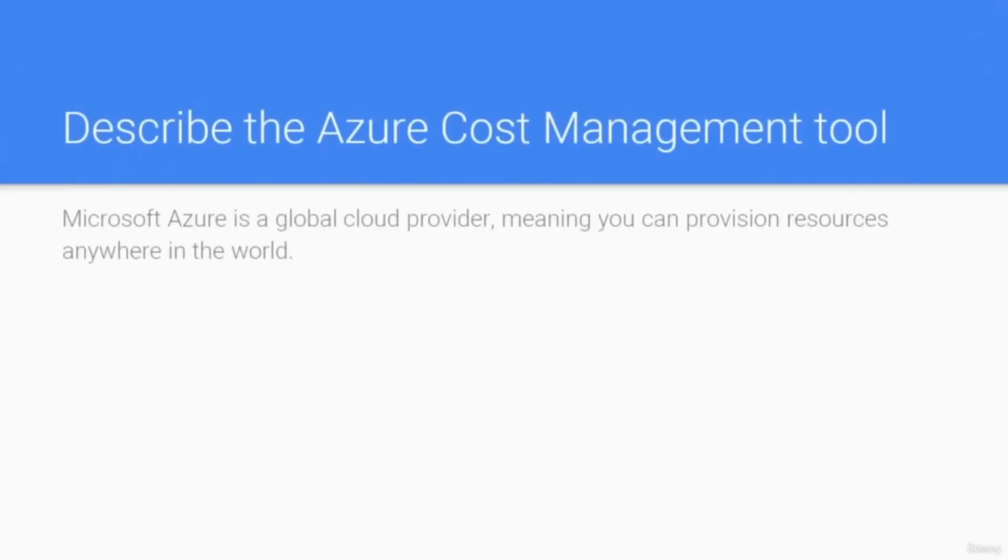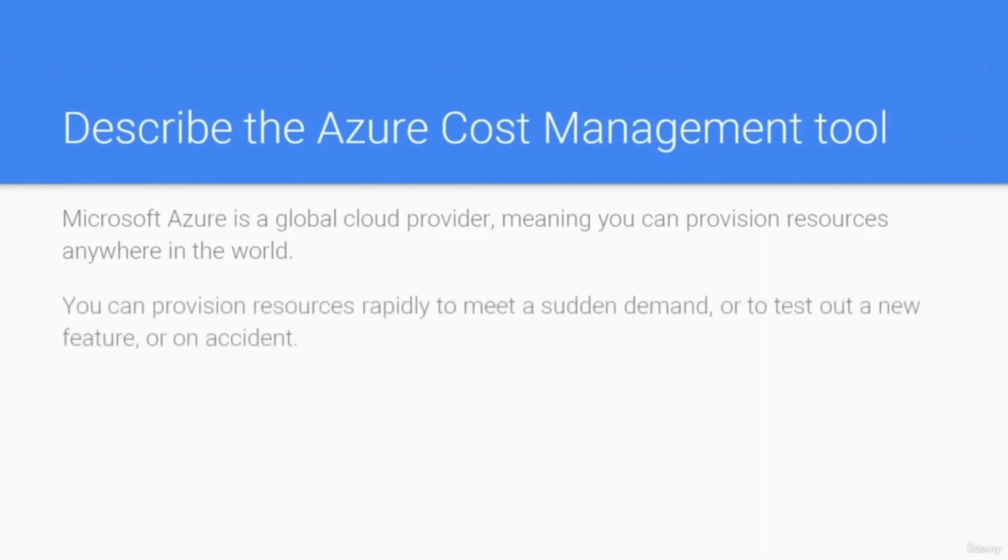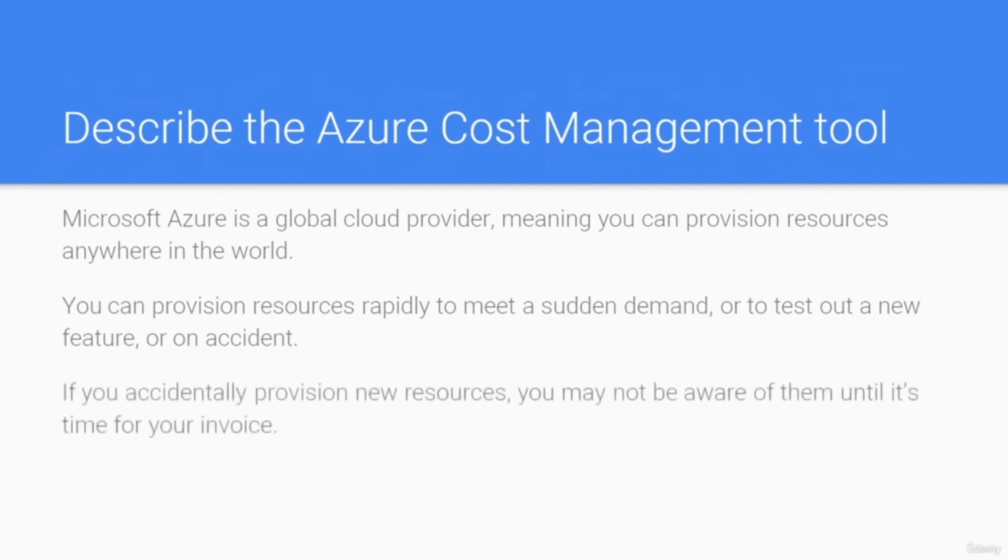Microsoft Azure is a global cloud provider, meaning you can provision resources anywhere in the world. You can provision resources rapidly to meet a sudden demand or to test out a new feature on an account, or by accident. If you accidentally provision new resources, you may not be aware of them until it is time for your invoice. Cost management is an Azure service that helps you avoid these situations.